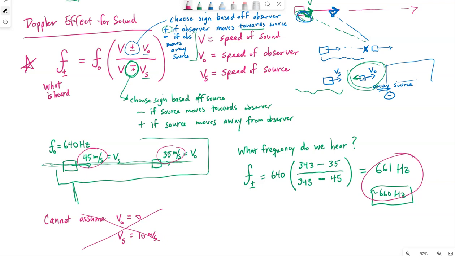And that's why I like this equation. It works for all situations. Only one of them moving, the other one not, or both of them moving. This equation fits every situation.